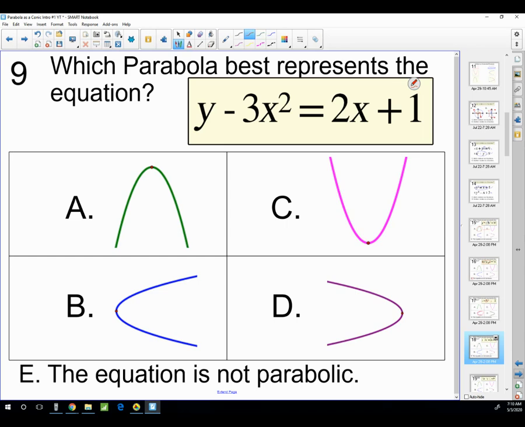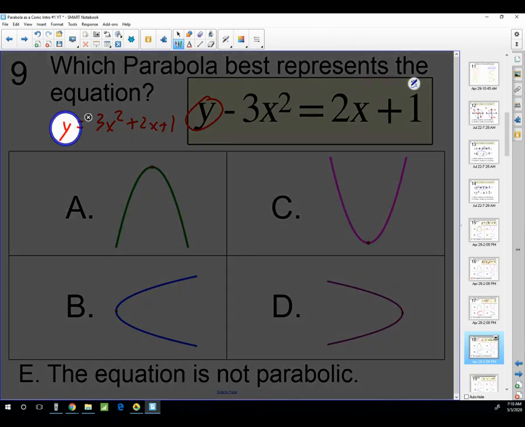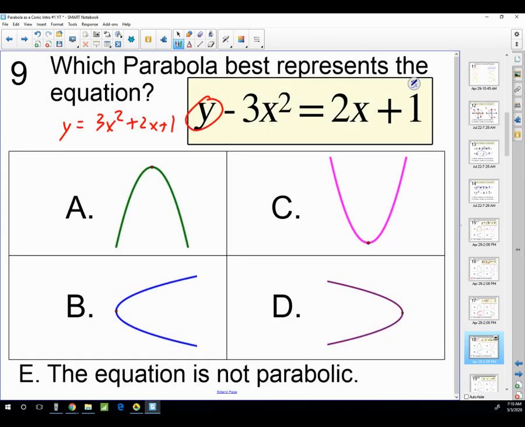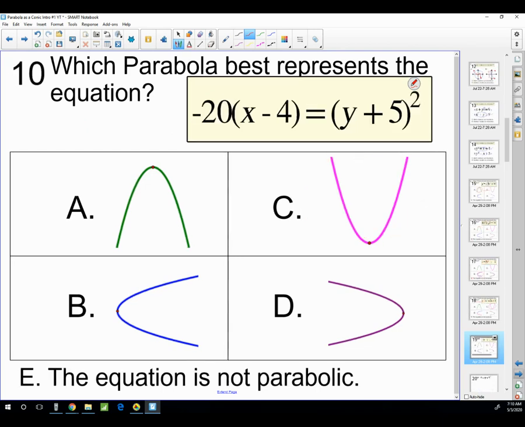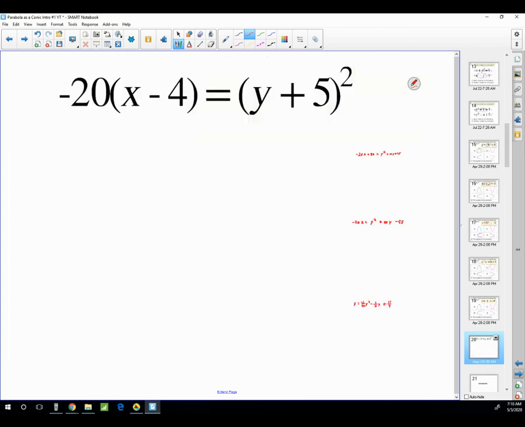Number 9, you want to isolate the linear variable y, and that would be 3x squared plus 2x plus 1. We do want to isolate. Let's see if this will work. If it doesn't, it'll be all right. Isolate the linear variable, the degree 1 variable, to be able to identify the answer, and this one is clearly C. Number 10. Oh, wow. All right, let's do some algebra with number 10.